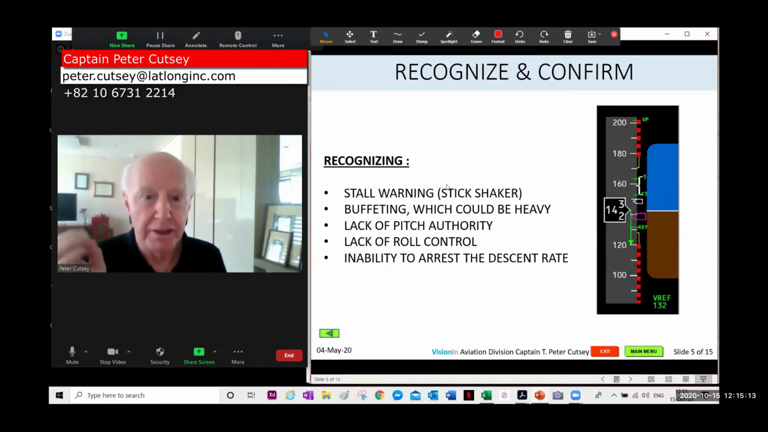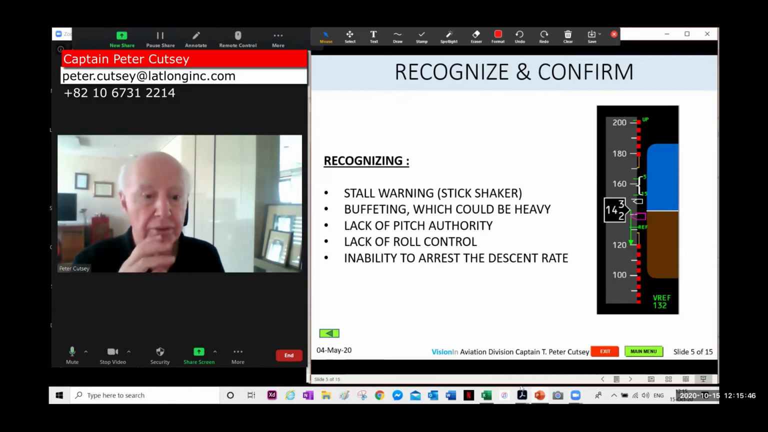Recognizing stall: warning, stick shaker, buffeting, which could be heavy, lack of pitch authority, lack of roll control, and inability to arrest the descent rate. This is a good picture here. Remember, the trend arrow is letting you know what the airspeed is going to be in the next 10 seconds. So that is a very important part of the flight instrument system.